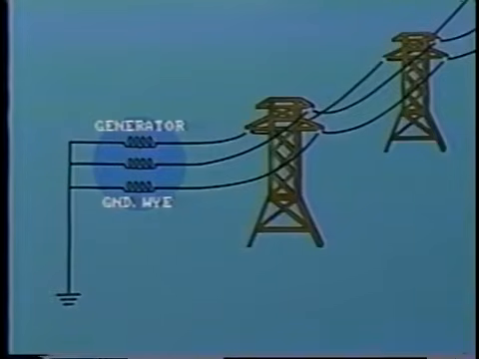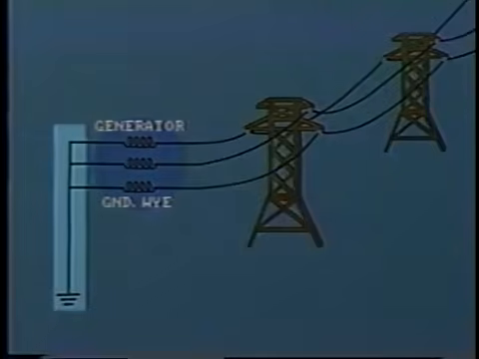Where grounding of the power system is required, it's achieved by connecting the neutral of the source voltage to the ground mat. In this simple arrangement, we see the generator, which is Y connected, feeding directly into a 15 kV line. The neutral point of the generator is connected solidly to the ground mat at the power station.